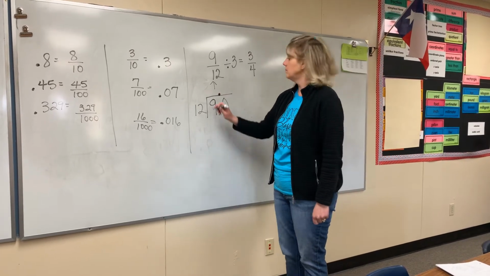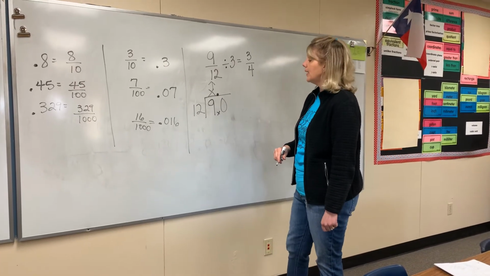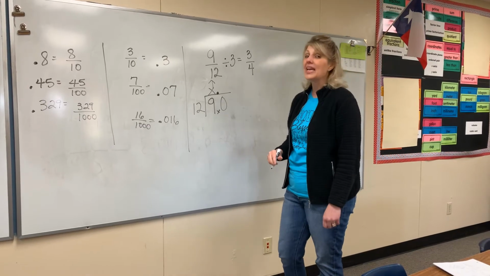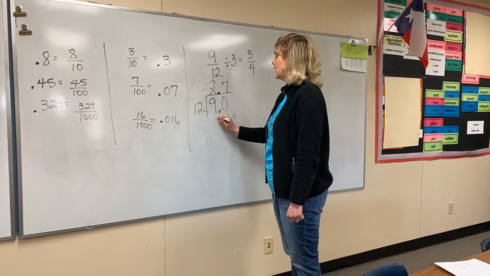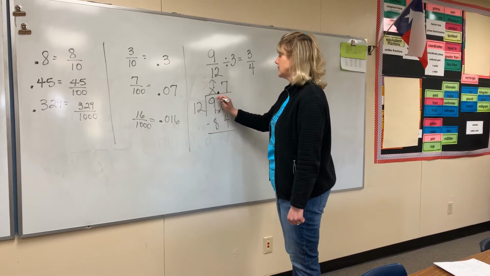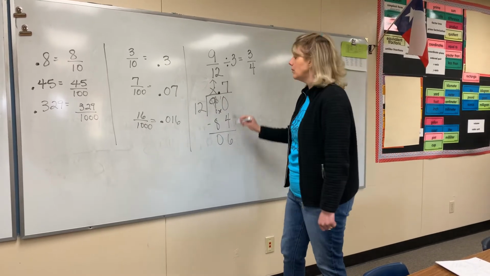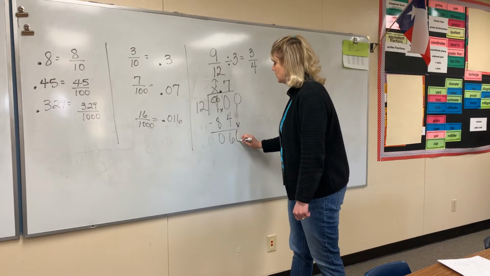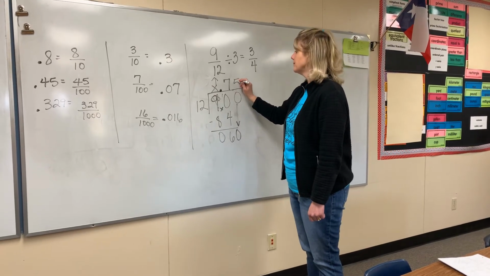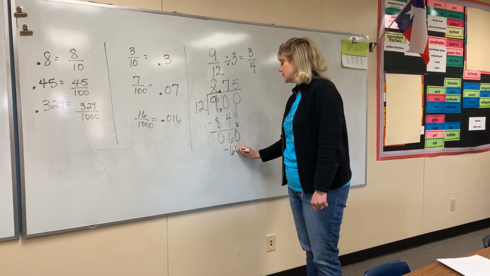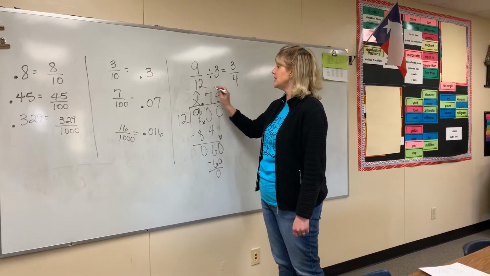Can 12 go into 9? No. Put an X. Can 12 go into 90? Yeah, but how many times? I think it's 7. And if I do 7 times 12, that's going to give me 84. I subtract it. I get 6. Well, I'm going to add another 0. Bring down the 0. Can 12 go into 60? Yes. How many times? 5. 5 times 12, 60. Subtract, you get 0. You just changed that fraction into a decimal number.